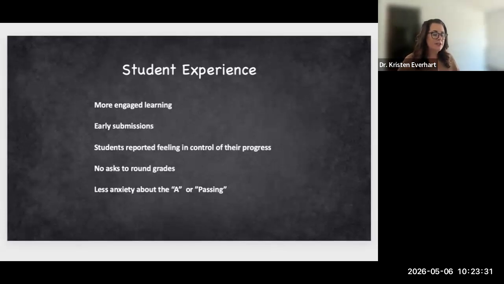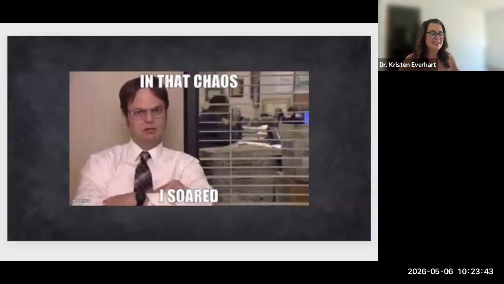And the changes in my data, I noticed after about 3 semesters, really started to see that kind of pick up momentum. So, considerations and challenges.